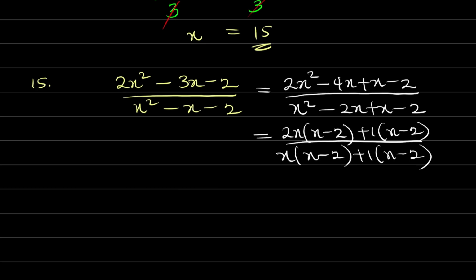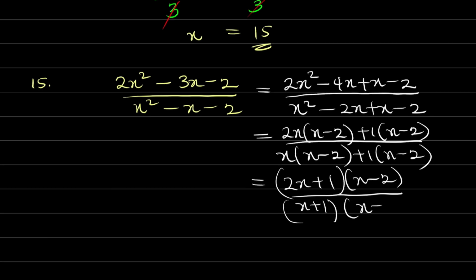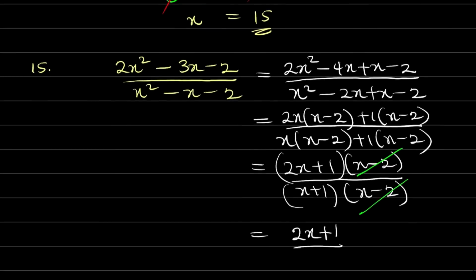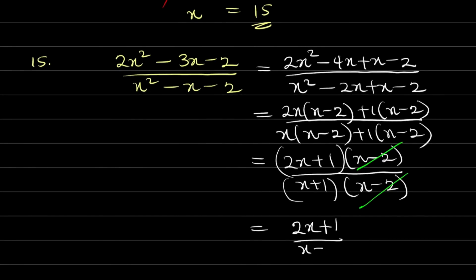this would then give us 2x plus 1 into x minus 2 divided by x plus 1 into x minus 2. We can see something common to both products at the numerator and denominator, which is x minus 2. If we divide that through, we will now be left with 2x plus 1 divided by x plus 1, which is our final answer.